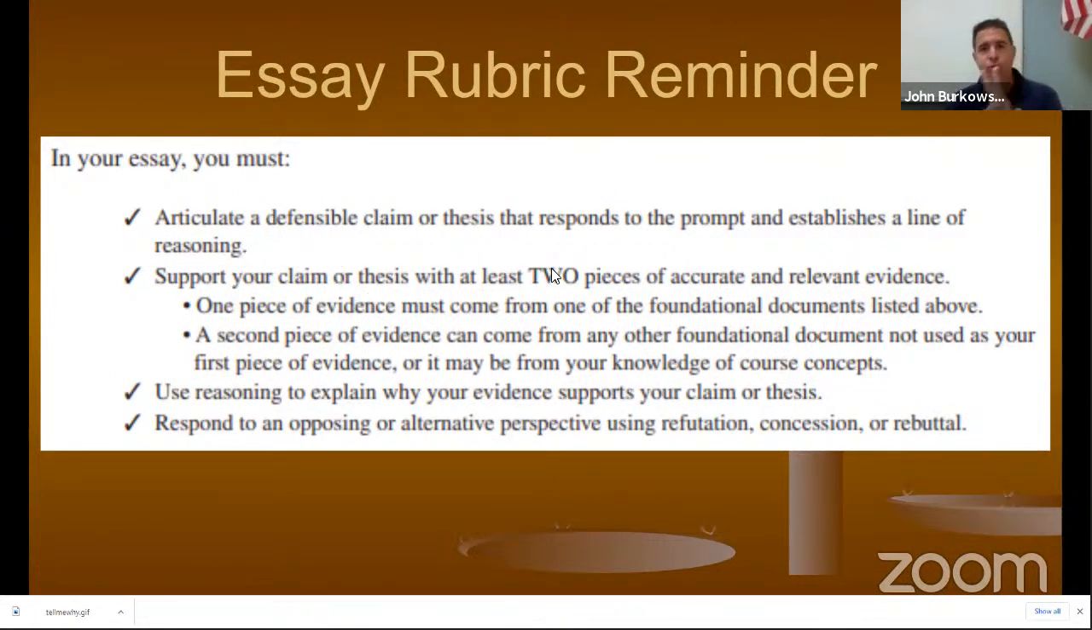Support your claim with at least 2 pieces of accurate and relevant evidence. Remember, one piece of evidence has to come from one of the foundational documents listed. The second piece of evidence can come from another one that's listed, or one that you want to bring in, or any course concept. You have to explain why the evidence supports your claim, and then address an alternative perspective using these particular tasks. We'll get into that, don't worry. So there you go, again, the 6-point rubric.